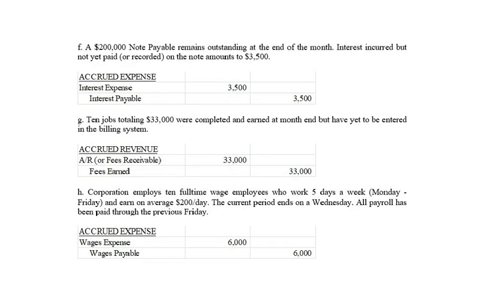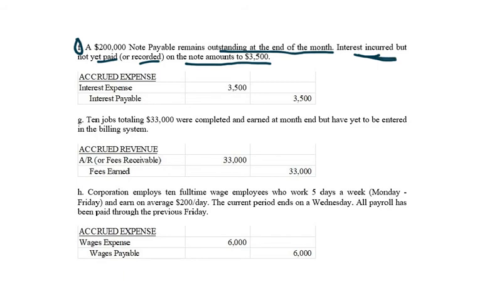Last trio here, F. I don't see any weird artifacts in this one. Good. In this case, we have a $200,000 note payable, same as the note receivable, that remains outstanding, meaning nobody's paid on it yet. Interest incurred but not yet paid or recorded, of course, on the note amounts to $3,500. So same idea here, except in this case we have interest expense incurred but not yet paid.